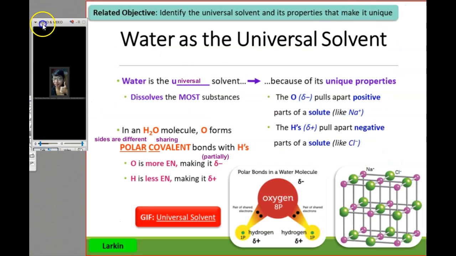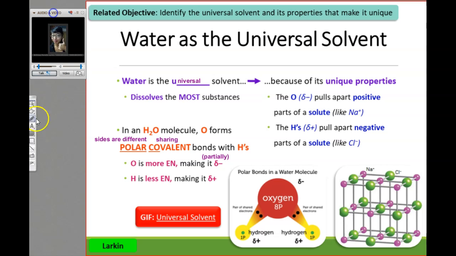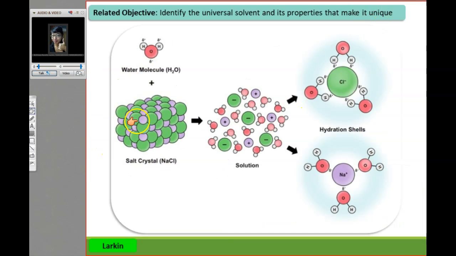Again, what's happening here is those oxygens, which are slightly negative, actually pull apart at the positives of a solute, like in our example, positive sodium. And the partially positive hydrogens pull at the negative parts of a solute, like the partially negative chlorines. Here's an actual picture of it in case you didn't see the GIF. You can see that these positive hydrogens are linking up with the negative chlorines, and these slightly negative oxygens are linking up and pulling on these positive sodiums. So the reason they work so well is because of this partial positive, partial negative characteristic of water. Awesome job, everybody.